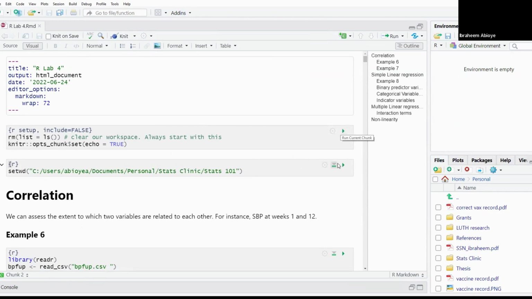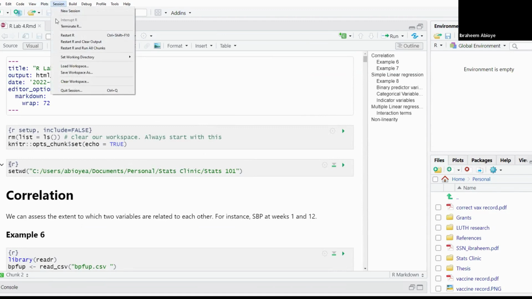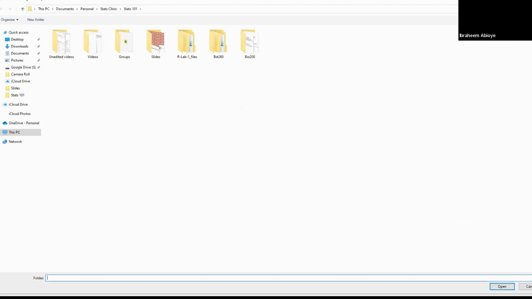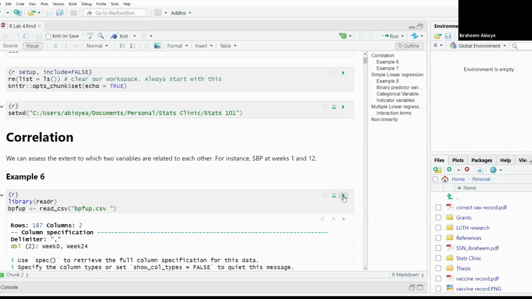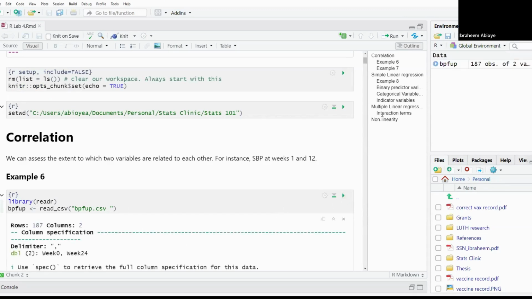And then the second thing we'll do is set the working directory. You can use a chunk of code, or we can use the click here to set working directory, and choose which directory we want to set it to. I won't go through all that because we are already familiar with that. So I'll just set the working directory, and then I'll read the file. So it's BP follow-up data.